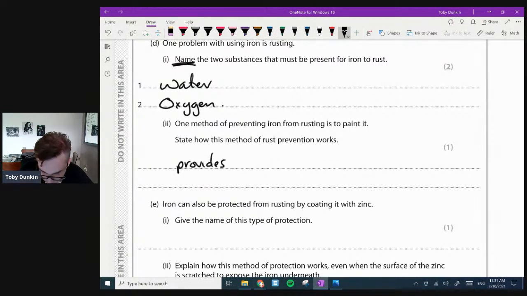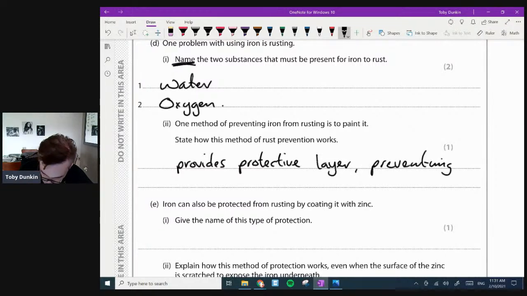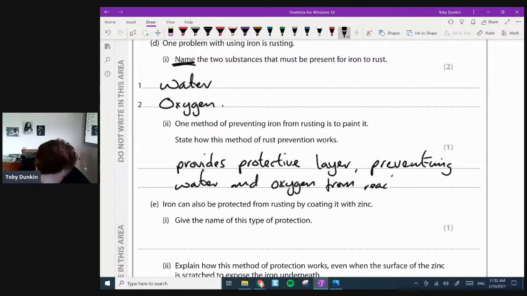Provides a protective layer. Protective layer preventing water and oxygen from reaching iron. I prefer from reaching iron.